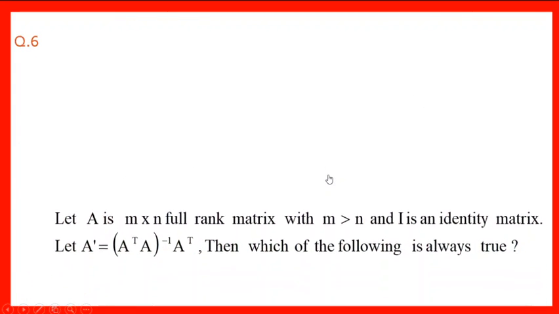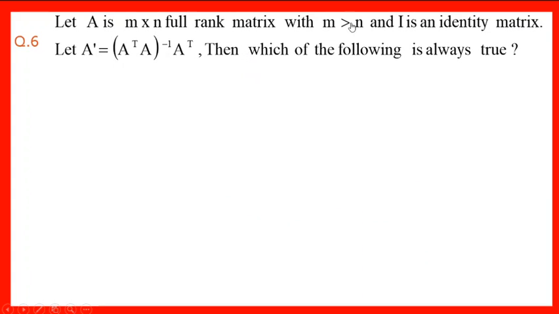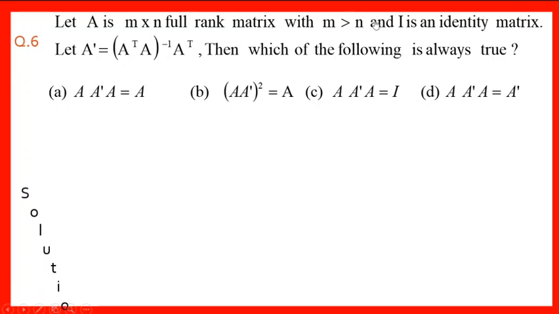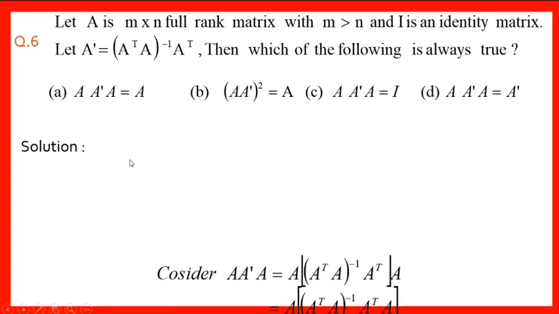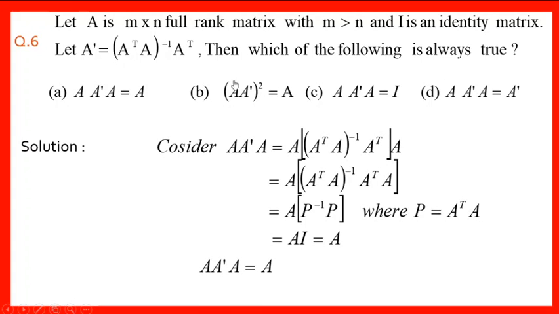Question number 6. Let A be an m by n full rank matrix with m greater than n, and I is an identity matrix. Let a new matrix A dash be defined in this way. Which of the following is always true? Options are given. If you look at the options, you find that in three options we find the term A dash A. So let us go with this. Consider the term A dash A. Let us find its value. If we do not get the value from the correct option, then only we will consider other terms, right? This is the logic we use to apply.